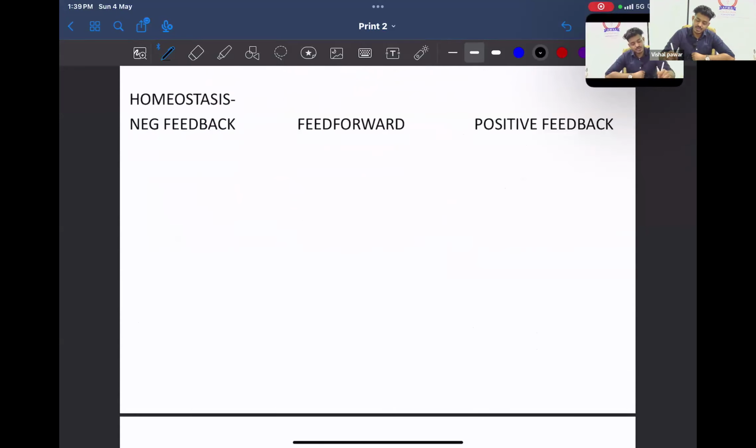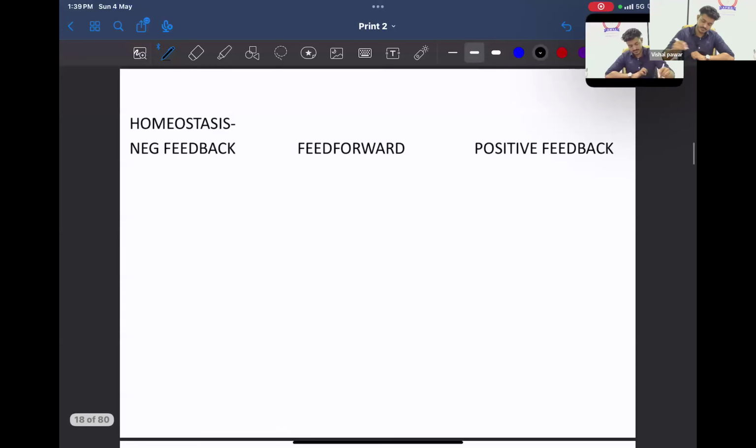Next one is homeostasis. What is homeostasis? Homeostasis is maintenance of the internal body environment as compared to the external body environment. That means your body will be having a constancy. The body is going to make what? Constancy. So we have certain feedback mechanisms which work for this constancy.